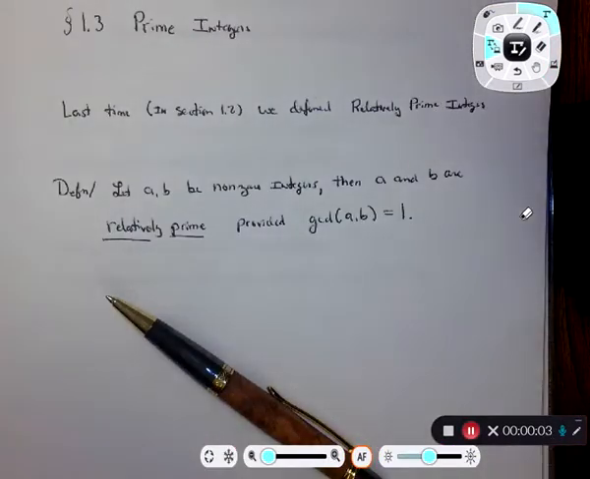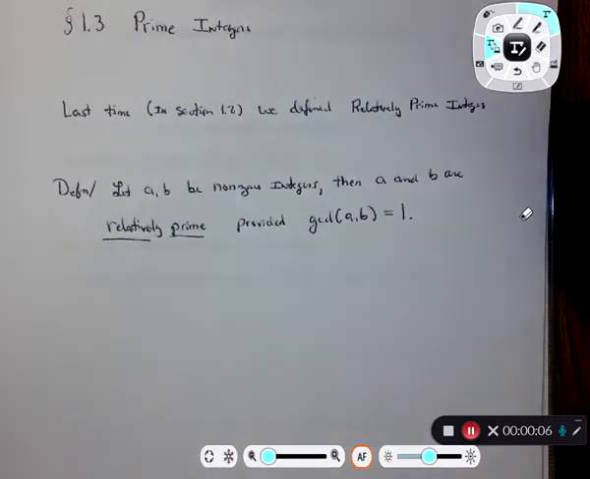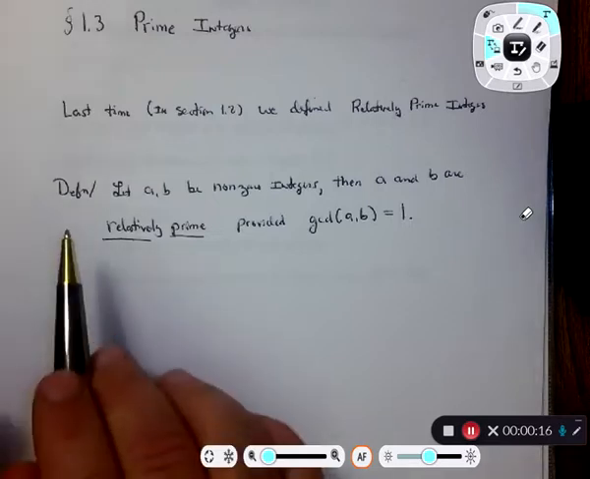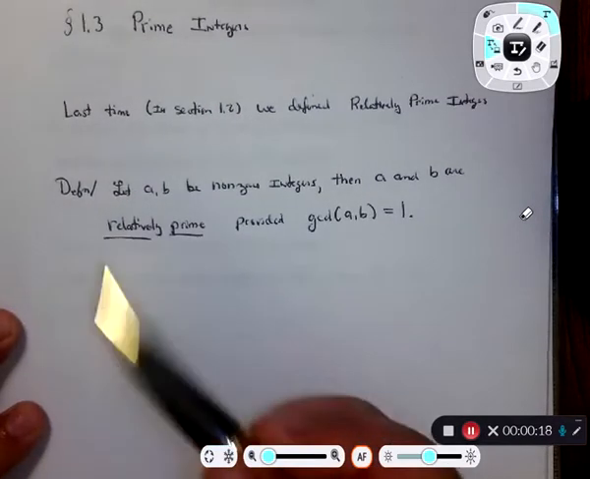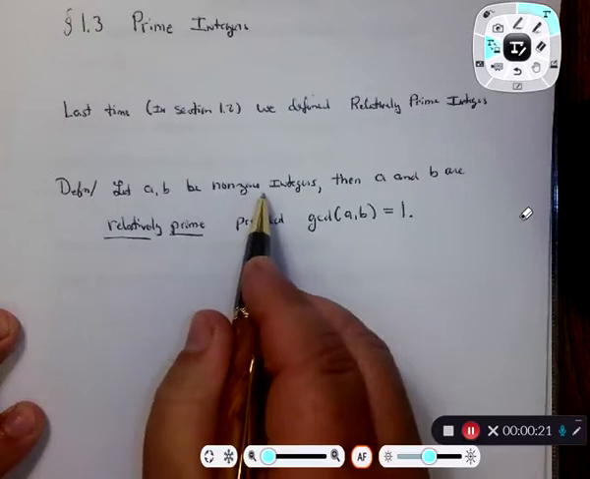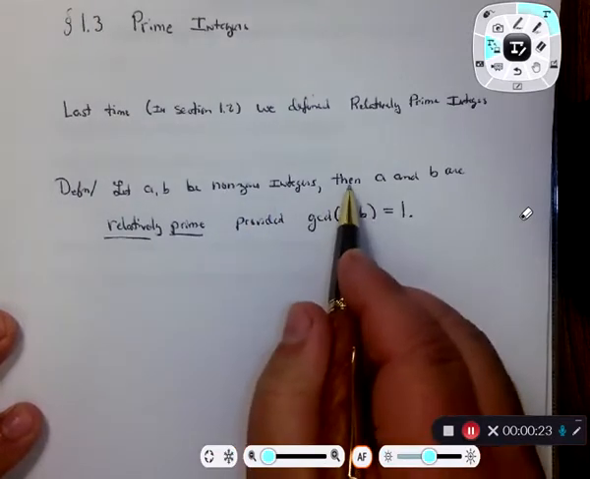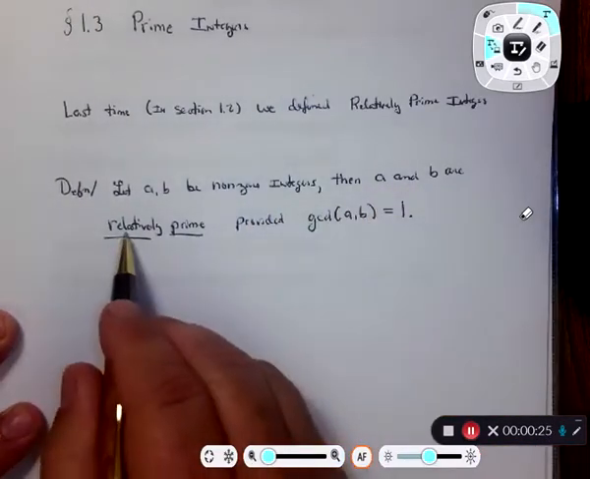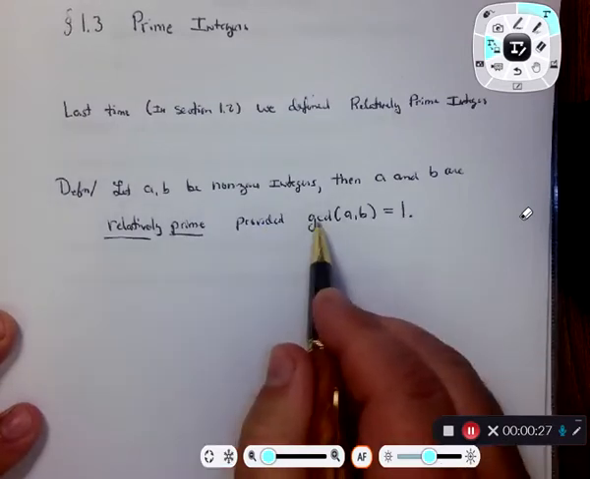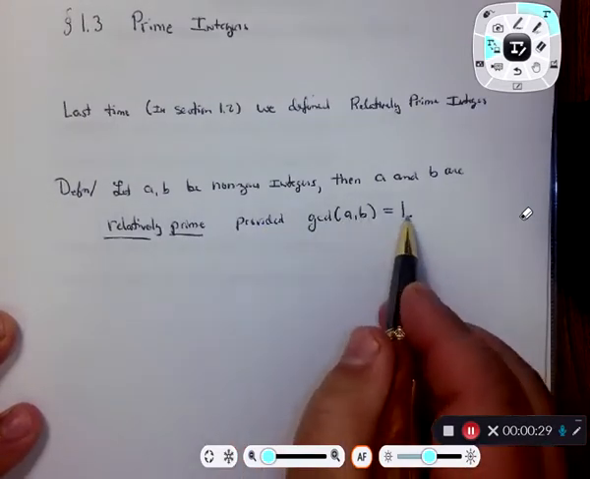Well, last time we were working on GCDs, and I talked about a definition, but I did not write it down, so I want to make sure that you get it in your notes. So the definition was this: let A and B be non-zero integers, then A and B are relatively prime, provided that the GCD of A and B is equal to 1.